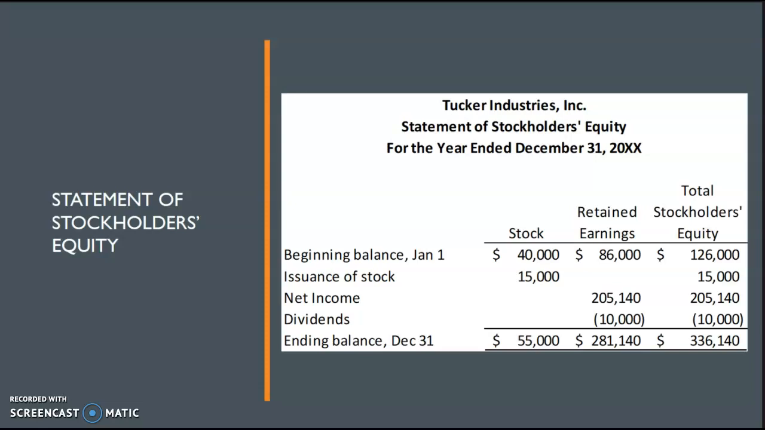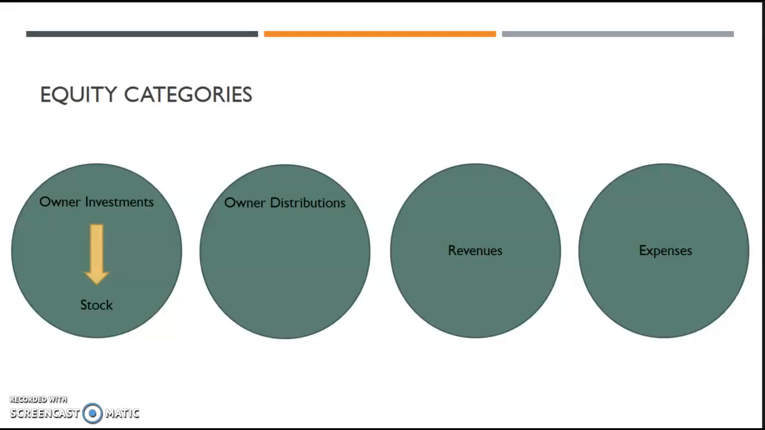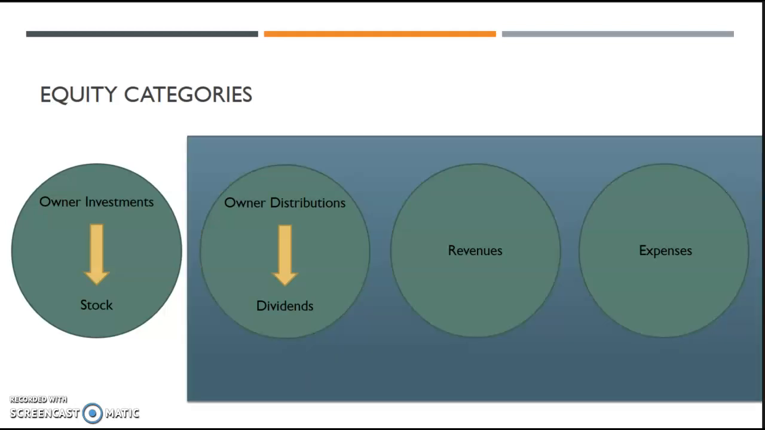Next is a column for retained earnings. What happened to the other 3 equity categories? In a corporation, owner distributions are called dividends. These dividends, along with revenues and expenses, are combined into something called retained earnings. This is the profit or loss that the company has retained or kept. This is a cumulative total over the life of the business.